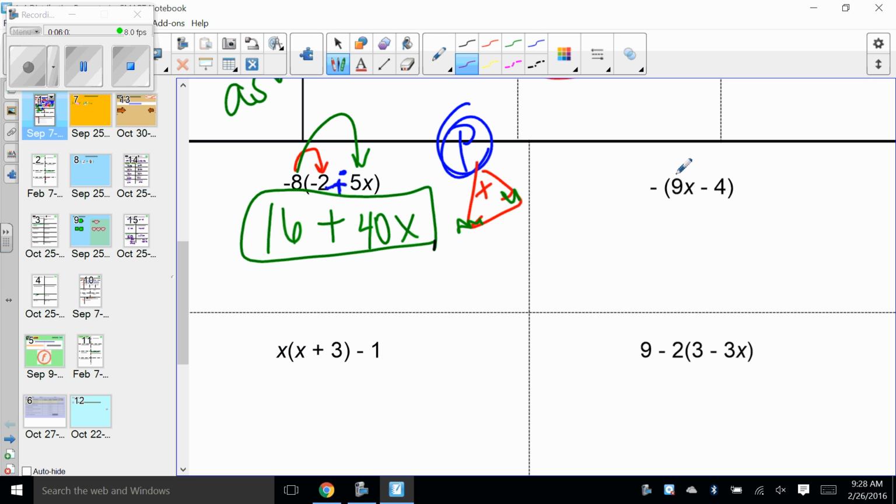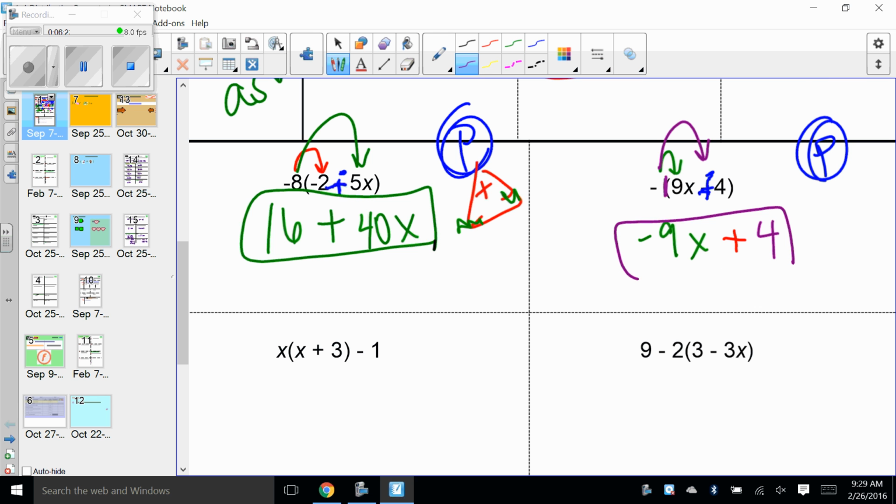Next problem, we have a negative on the outside, so that becomes negative 1. I stopped, chop, chop, I said no on the inside. Our job is to kill that parenthesis first. In order to do that, we use the distributive property. Negative 1 times 9 is negative 9. Reattach the variable x. Keep sign in the middle. Distribute here. Negative 1 times negative 4 is positive 4. We get negative 9x plus 4.